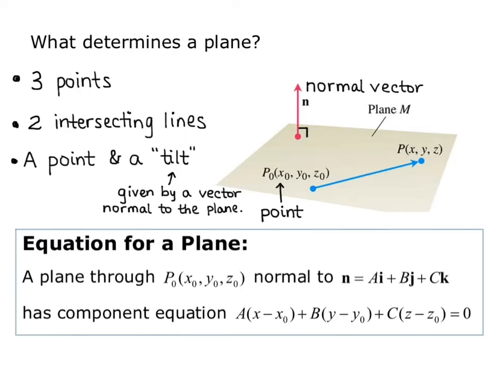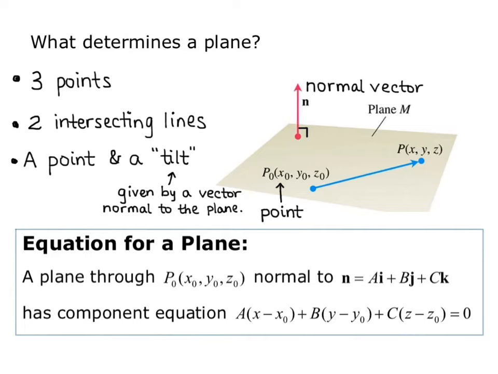A plane through the point P naught, x naught, y naught, z naught, normal to n equals ai plus bj plus ck has component equation a times x minus x naught plus b times y minus y naught plus c times z minus z naught equals 0. It's very important to remember to put that equals 0, otherwise you're not giving the equation for a plane, you're just giving an expression.